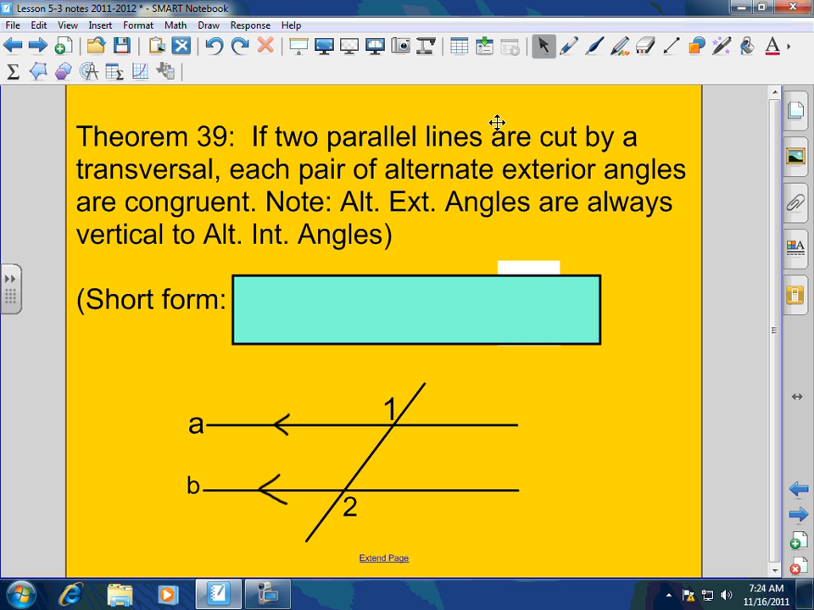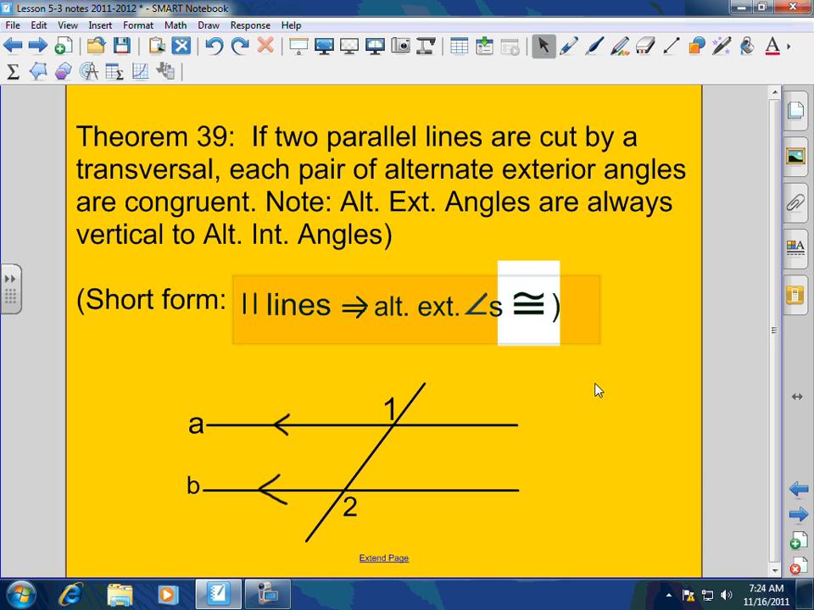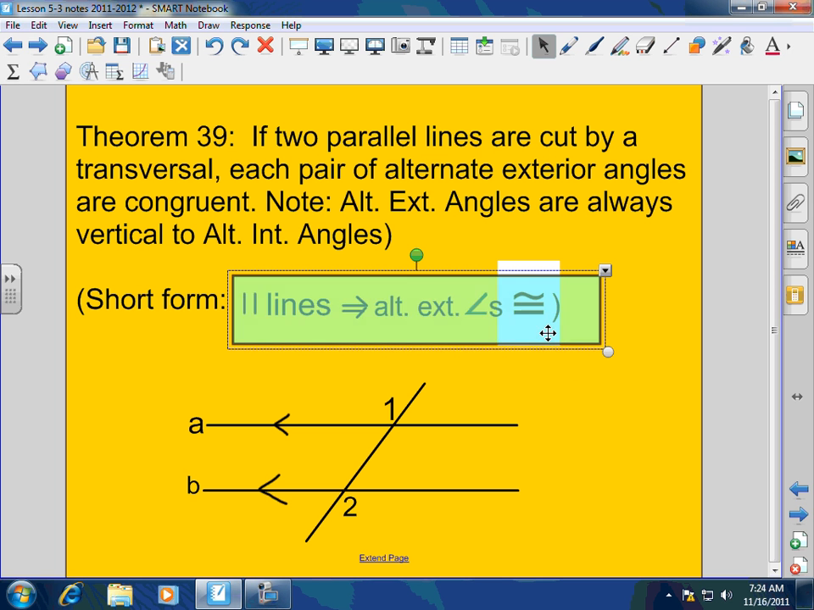All right, let's move on. Theorem 39. If two parallel lines are cut by a transversal, each pair of alternate exterior angles are congruent. Note, alternate exterior angles are always vertical to alternate interior angles. Let me explain that in a second. All right, so that is the short form, guys.